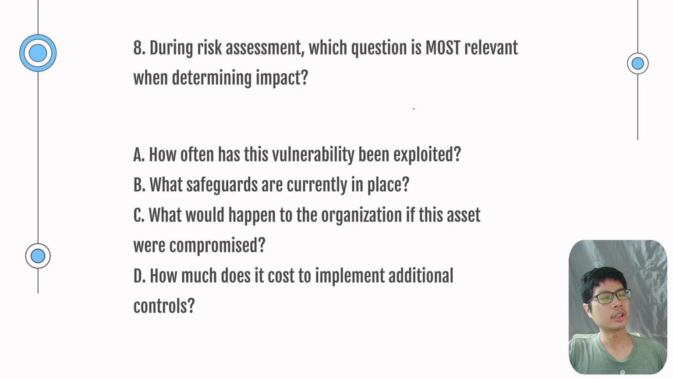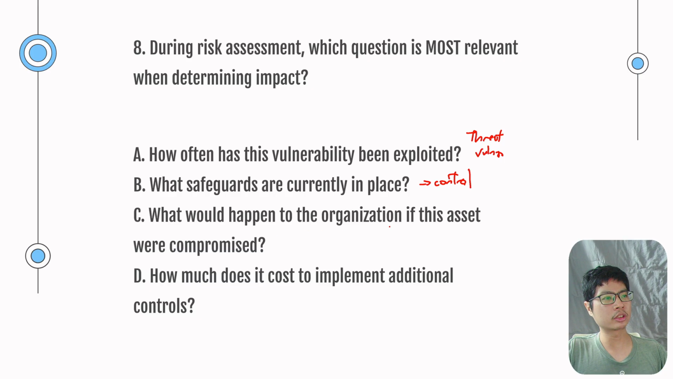Okay, question 8. During risk assessment, which question is most relevant when determining impact? So option A, how often has this vulnerability been exploited? So I would say this is the intersection between threat as well as vulnerability. I mean, you need someone to actually exploit the vulnerability, and the vulnerability has to be in place, so it's more towards the threat. What safeguards are currently in place? And this would be more of a control. We are talking about safeguards which prevent the exploitation of a vulnerability.